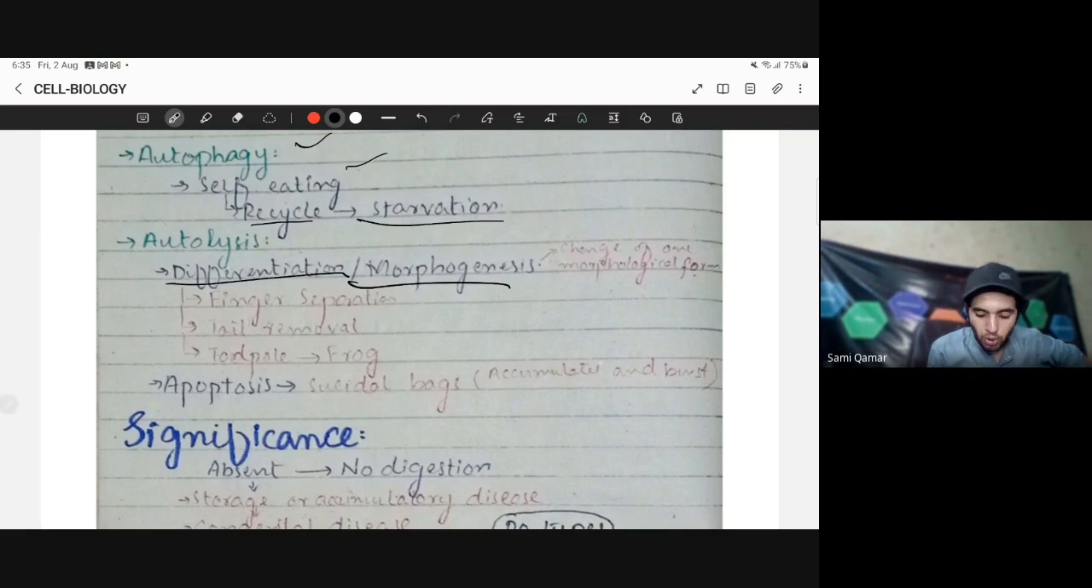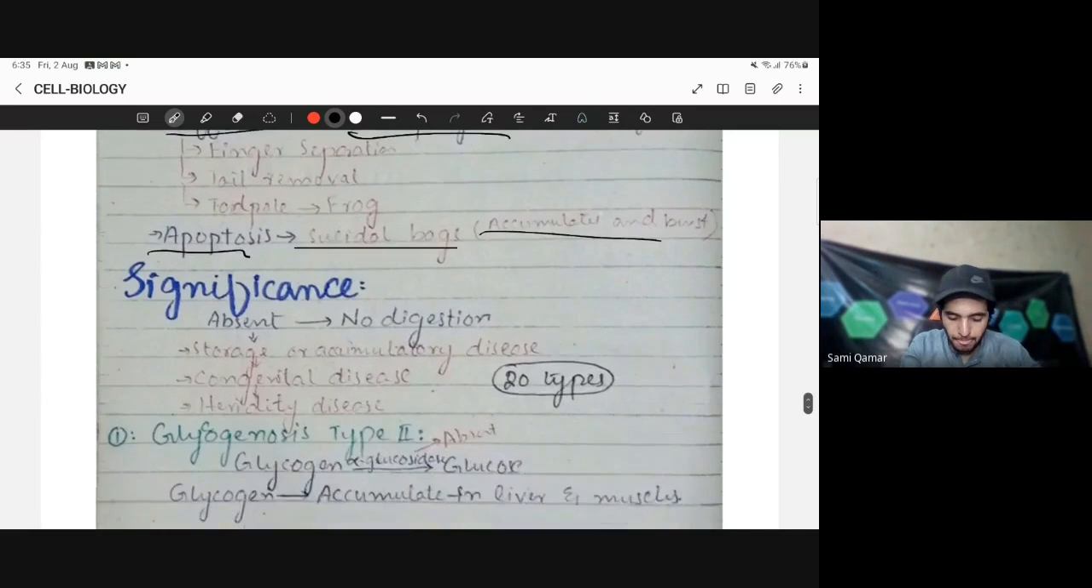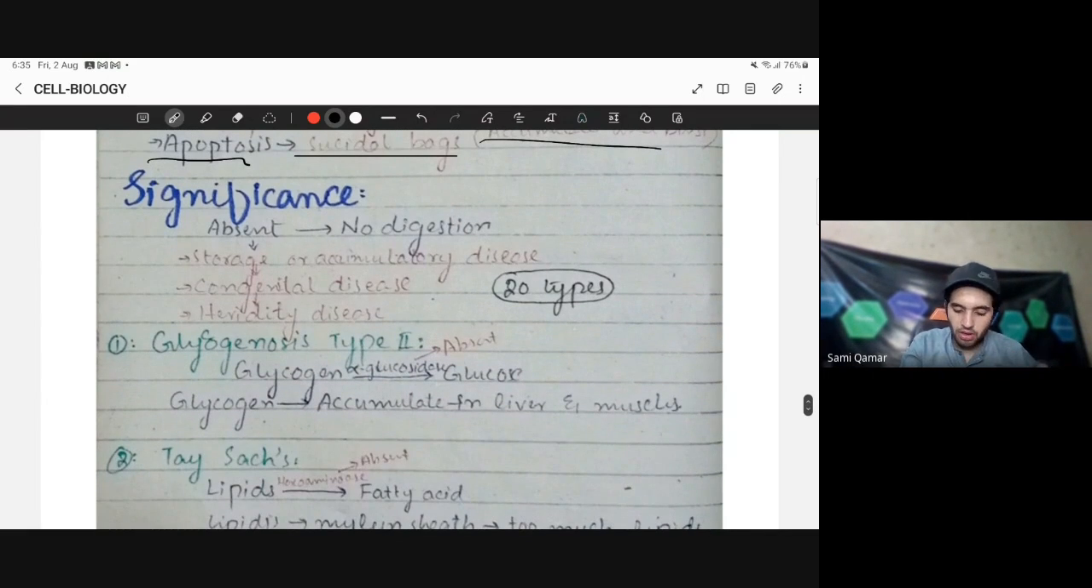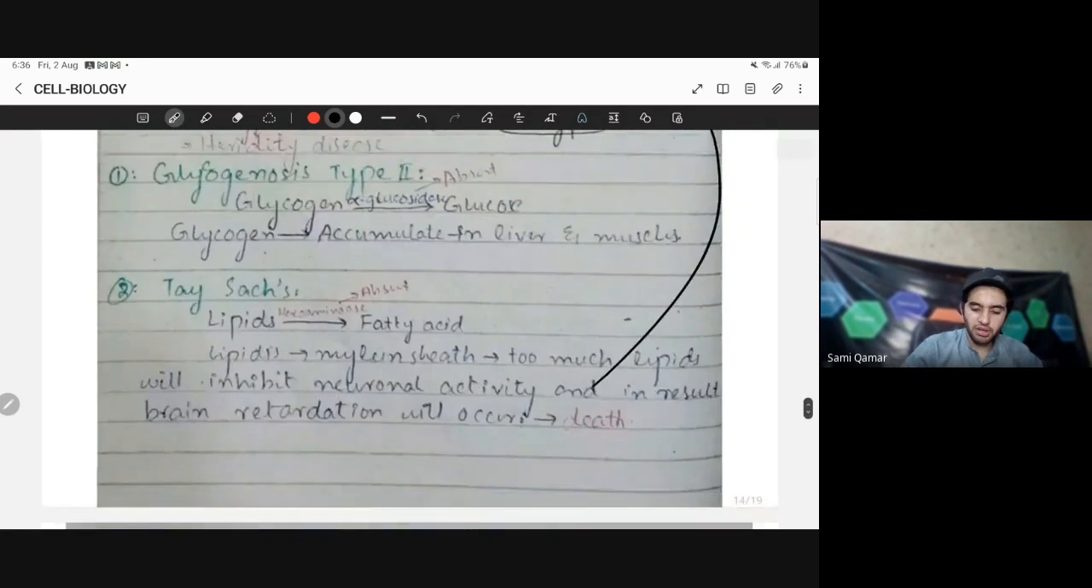Now there is apoptosis, that is known as suicide bags. When there is dysfunction in a cell, when the cell has gone mad or become carcinogenic, cancerous, these lysosomes will accumulate in the cell and they will burst and that cell will be dead. This is known as apoptosis. Significance, you can study this. I don't want to explain this because it's not included, but these are two diseases you can study. Just mark it down for your future read.